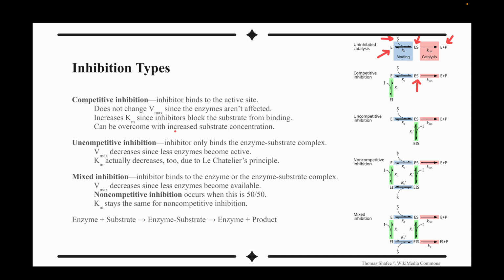Uncompetitive inhibition is when the inhibitor only binds the enzyme substrate complex. So uncompetitive inhibition is the complete opposite of competitive inhibition. The inhibitor only binds to the enzyme substrate complex after the substrate is already bound. This will decrease Vmax since fewer enzymes become active in the solution. When the inhibitor binds, an enzyme, as we can see here, is actually knocked out of the equation.